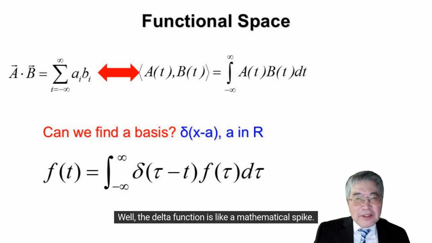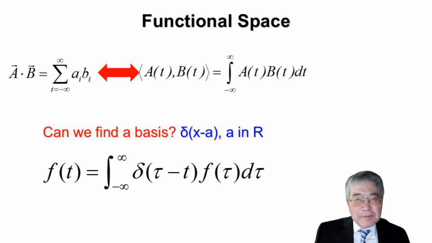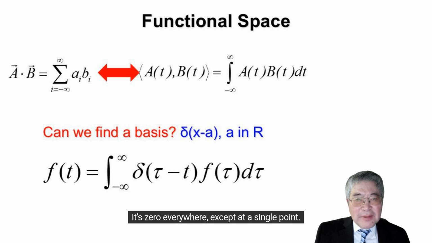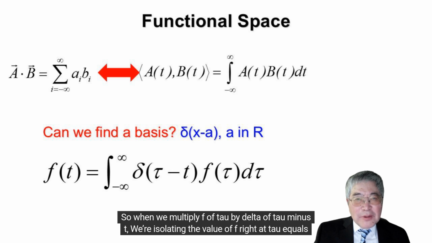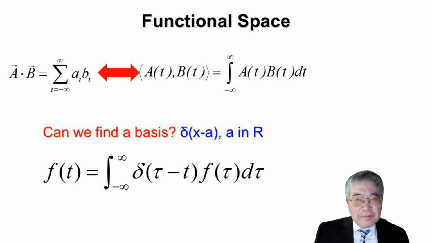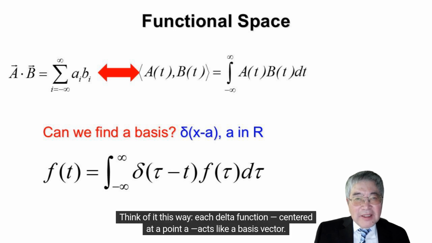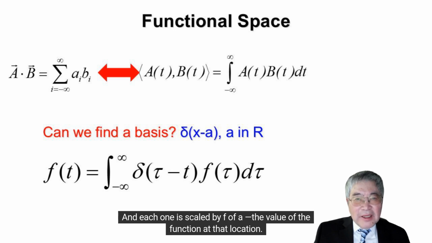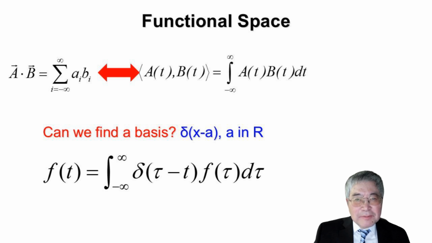Well, the delta function is like a mathematical spike. It's zero everywhere except at a single point. So when we multiply f of tau by delta of tau minus t, we're isolating the value of f right at tau equals t. And by integrating over all tau, we're reconstructing the full function by sweeping the spike across the domain. Think of it this way. Each delta function, centered at a point, acts like a basis vector, and each one is scaled by f of a, the value of the function at that location.